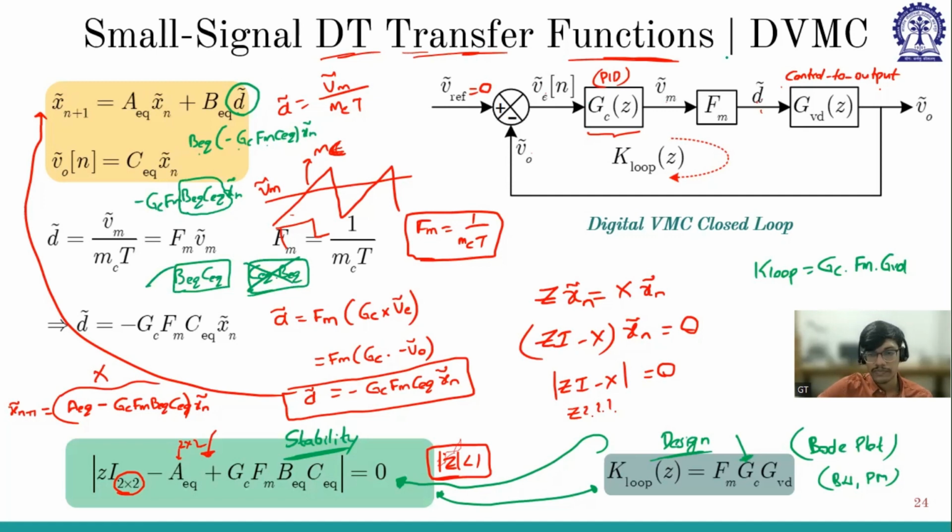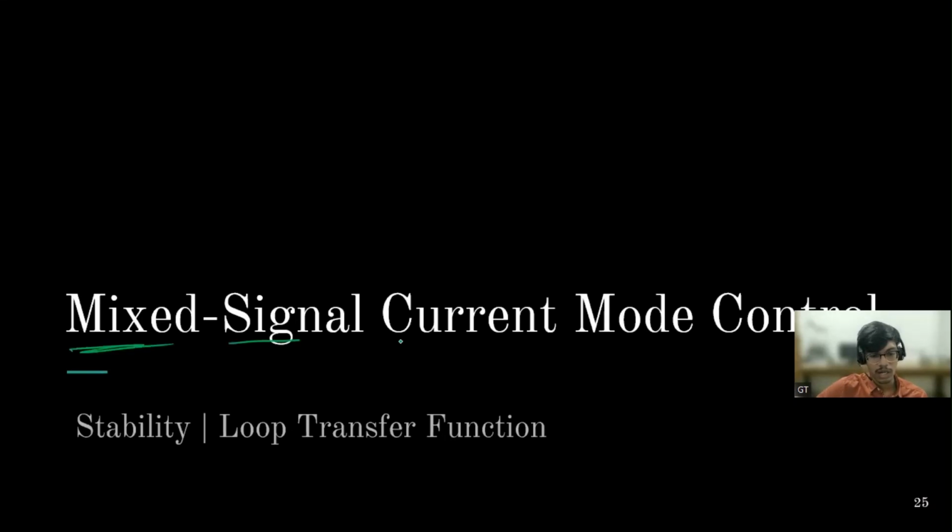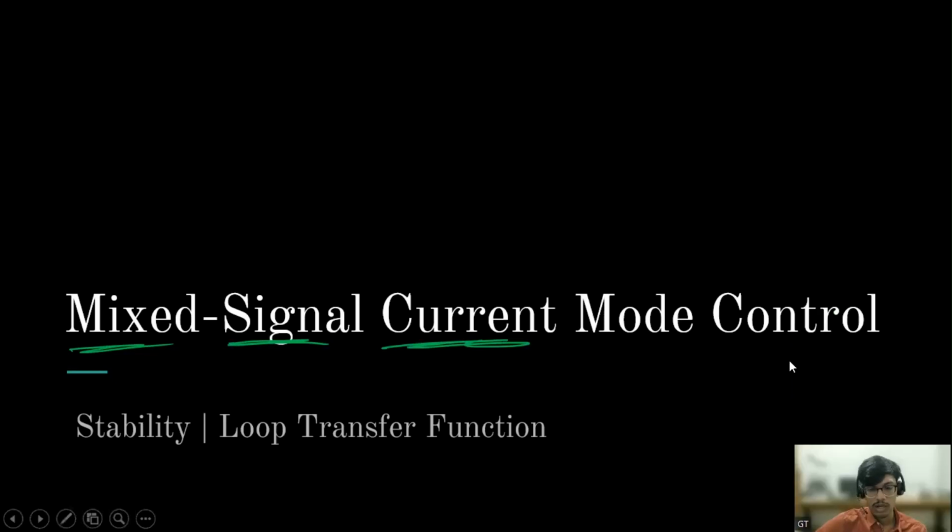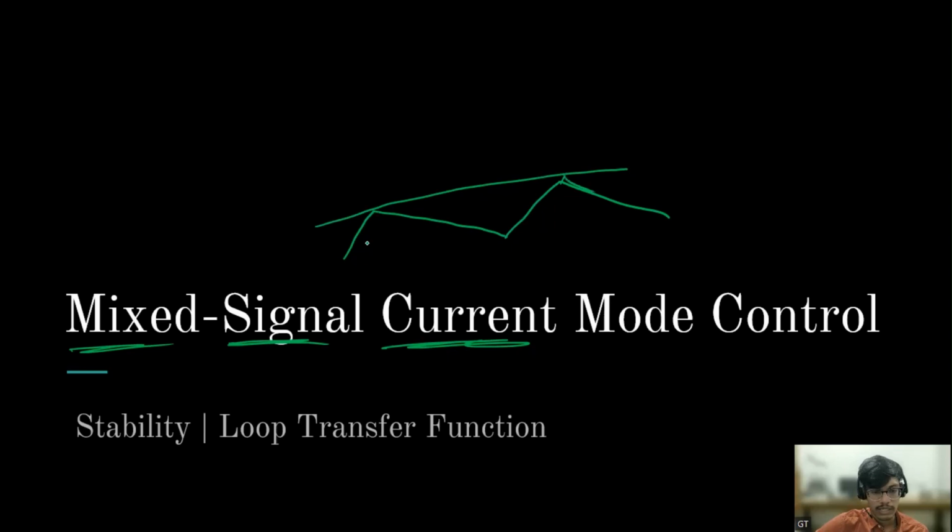So this is all about the digital voltage mode control. Now we'll go into the current mode control. For voltage mode control, we got the stability equation and the loop transfer function. So what happens to the mixed signal current mode control? In the voltage mode control, we are comparing it with the ramp. In the case of current mode control, say we are considering peak current mode control, I will get a reference current, and then this is my IL and this is my I reference. I will check the stability, same as I have done, and the loop transfer function. So I will get one equation here and the other one here. This is for the stability and this is for the design purpose.